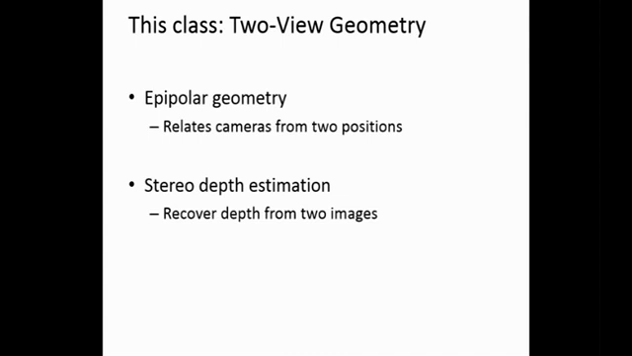So there's two main components that we'll talk about. One is epipolar geometry, which is how we relate cameras from two different positions, and then how we estimate depth given two cameras that we've registered to each other, which is stereo depth estimation.